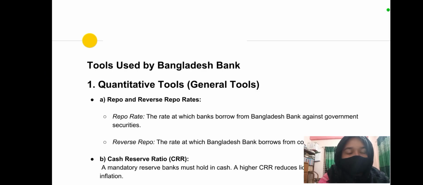Number 1, quantitative tools, which are also general tools. Repo and reverse repo rate. Repo rate, the rate at which banks borrow from Bangladesh Bank against government securities. Then reverse repo, the rate at which Bangladesh Bank borrows from commercial banks. Number B, cash reserve ratio, CRR, a mandatory reserve banks must hold in cash. A higher CRR reduces liquidity and helps curb inflation.